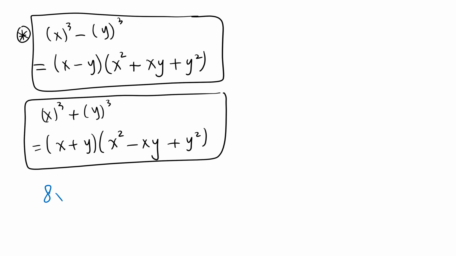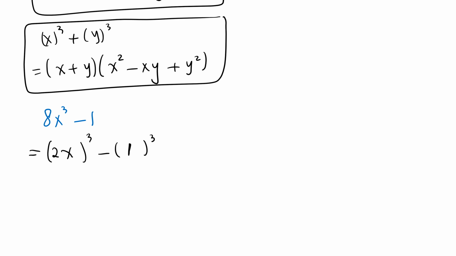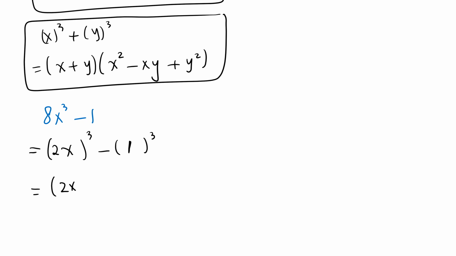So for an example, let's say 8x cubed minus 1. We need to factor this. Factor means write as a product of factors. So this looks like the first one by rewriting this first as something cubed minus something cubed. 1 goes there. The 2, if you cube it, you get 8 and x. So you get 2x minus 1, then 4x squared plus 2x plus 1.